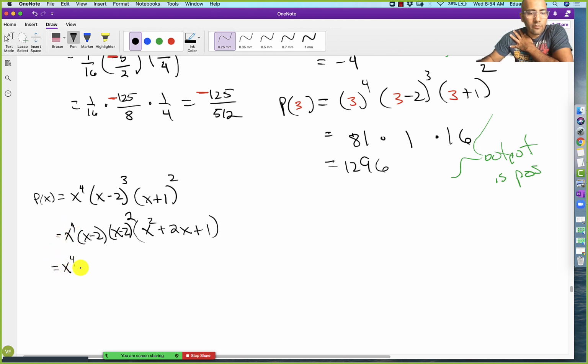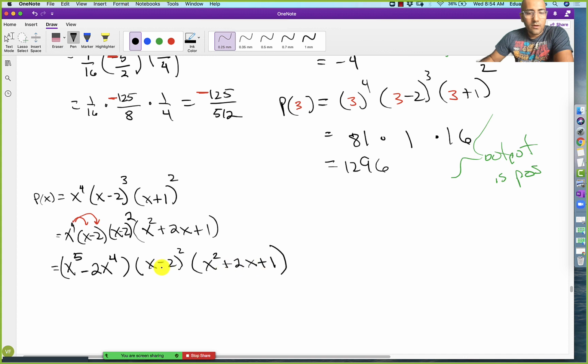So this will be x to the 4th power. Let me go ahead and expand this. This distributes easily into there. So I'm distributing this into here and this into here. So I'll end up with x to the 5th power minus 2x to the 4th power, and all of that still needs to be multiplied by x minus 2 to the 2nd power times x squared plus 2x plus 1. Okay, and then as I FOIL this, well, okay, let me FOIL this guy out.